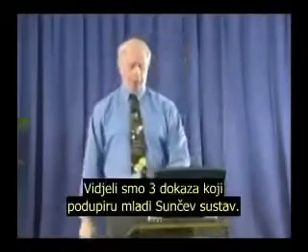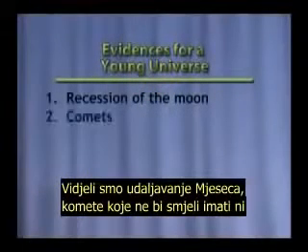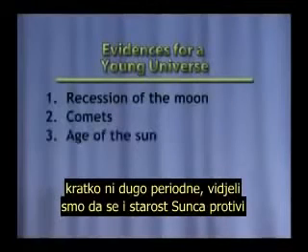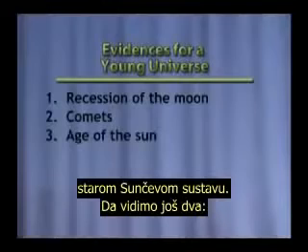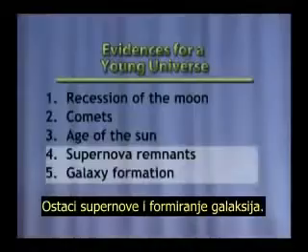We've now seen 3 evidences to support a young solar system. We've seen recession of the moon. We've seen comets. We shouldn't have either long period or short period comets. We've seen the age of the sun refutes an old solar system. Let's look at 2 more. Supernova remnants and galaxy formation.